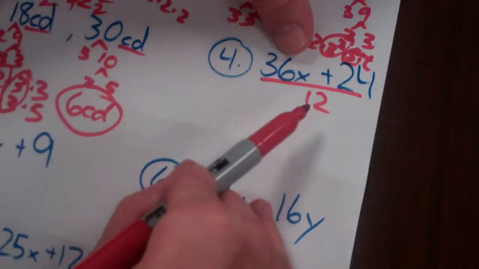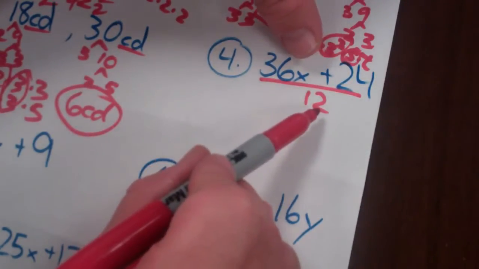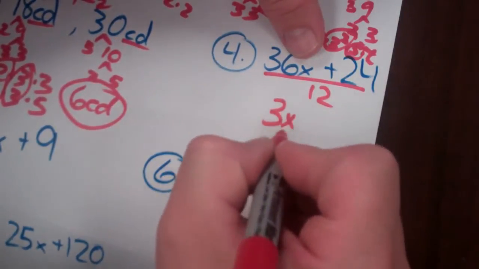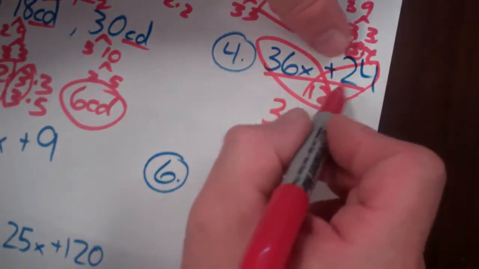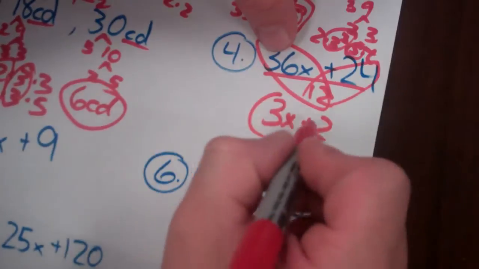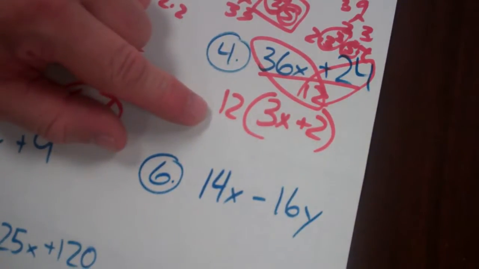It's kind of like the distributive property, only every term in the group gets divided rather than multiplied. So 36x divided by 12 would be 3x. I should show it this way. That's always the way I show it. And then 24 divided by 12 is 2. And then remind yourself what you factored out of it. This would be 12 times 3x plus 2.